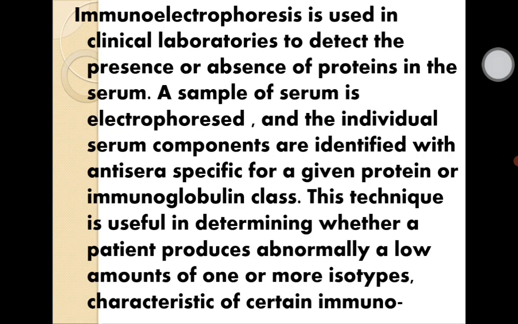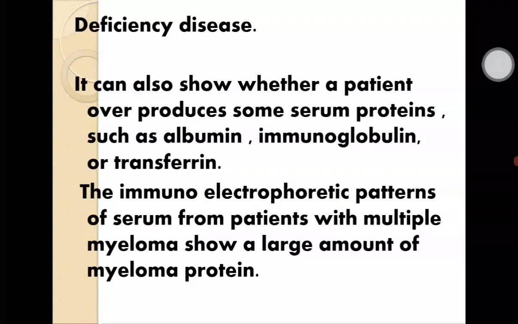Immunoelectrophoresis is used in clinical laboratories to detect the presence or absence of proteins in the serum. A sample of serum is electrophorized and the individual serum components are identified with the antisera specific for a given protein or immunoglobulin class. This technique is useful in determining whether a patient produces abnormally low amounts of one or more isotypes, characteristic of certain immunodeficiency diseases.